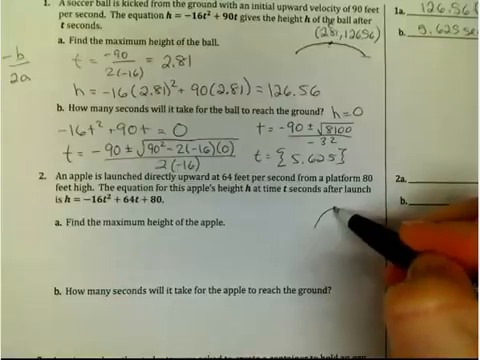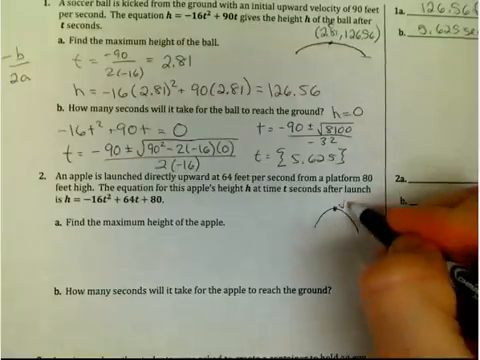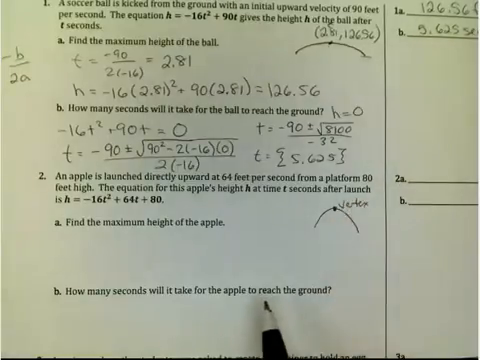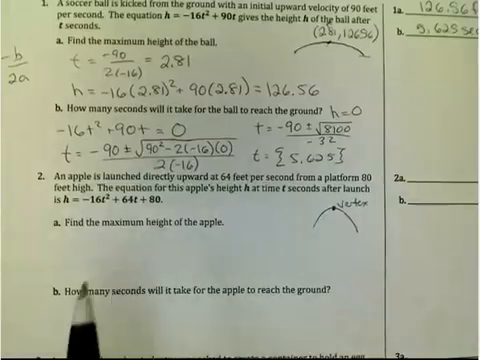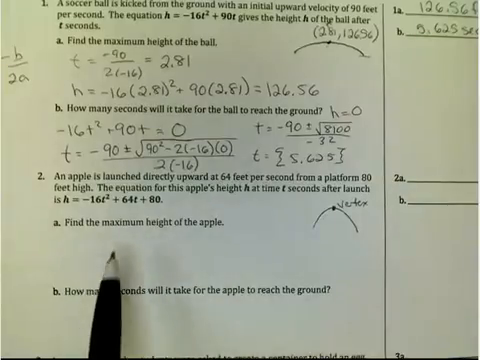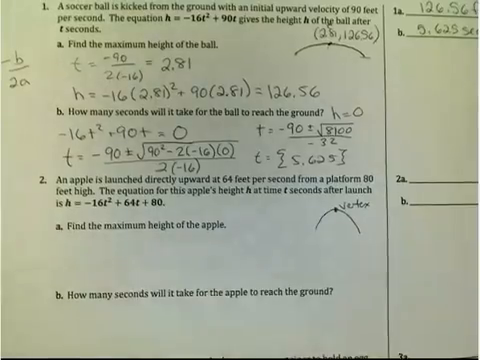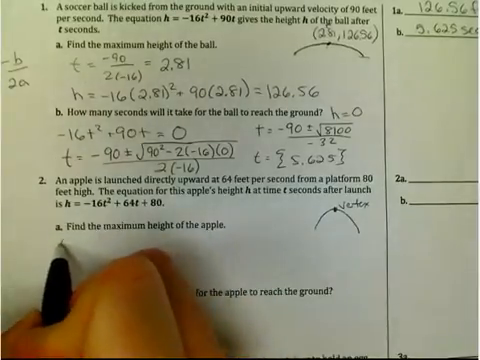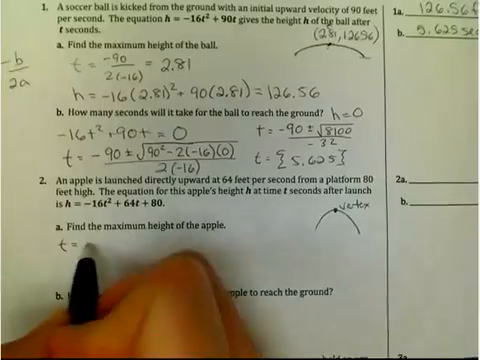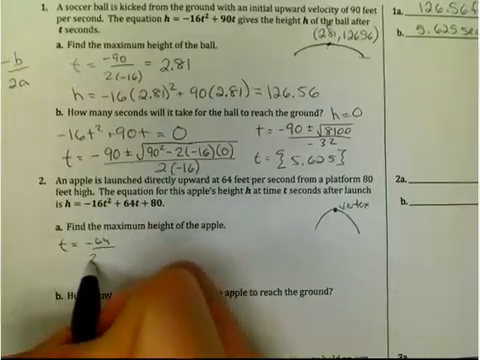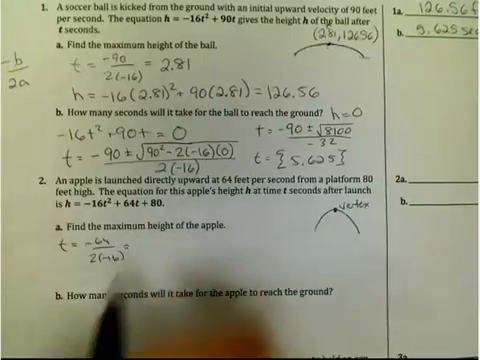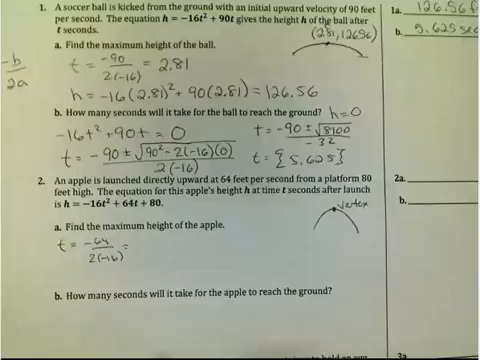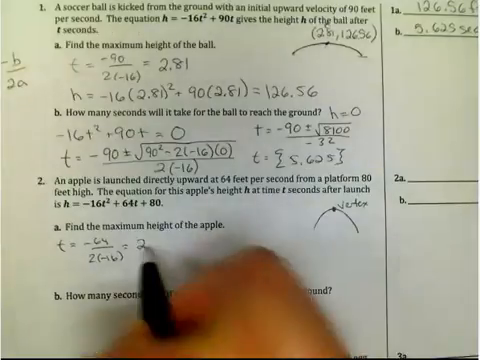So the maximum height, again, is going to be our vertex. So we want to take our equation and determine what is the vertex of this equation. First I'm going to start with my axis of symmetry. So t is going to be equal to negative b, which is negative 64, over 2 times negative 16. That's negative 64 divided by negative 32, so that equals 2.